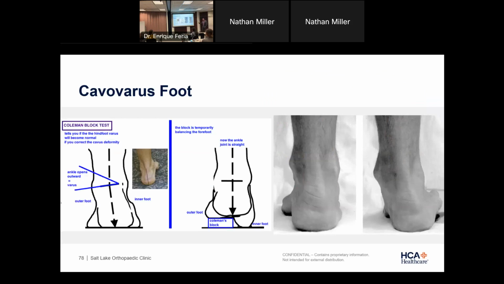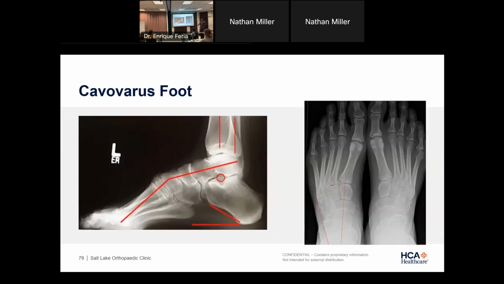The Coleman block test is something we use clinically in my clinic to determine whether the deformity is rigid or more flexible, and it helps guide how you would treat these surgically. And that's showing you x-rays again. Normally that red line should be nice and straight, and you can see how with someone who has high arches, that starts pointing upwards. And normally on your foot x-rays here, your metatarsals are nicely and evenly separated, but you start to see them stack on top of each other on x-ray when you have high arched feet.